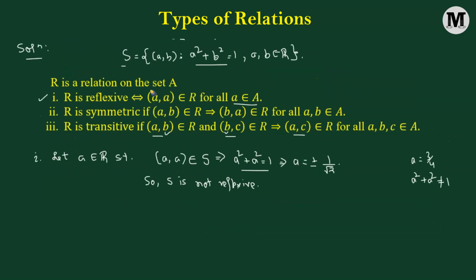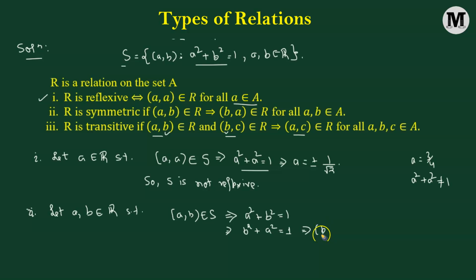Now let's check for symmetry. Let us consider two elements a, b belonging to the set of real numbers such that the ordered pair a, b belongs to the relation S. According to the definition, this simply means that a squared plus b squared equals 1. We can also rewrite it as b squared plus a squared equals 1, since addition is commutative. This means that the ordered pair b, a also belongs to the relation S.